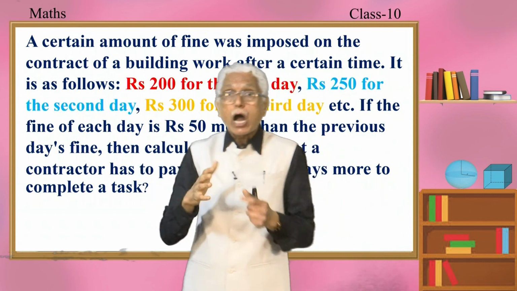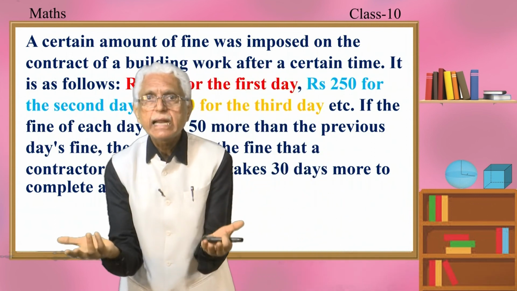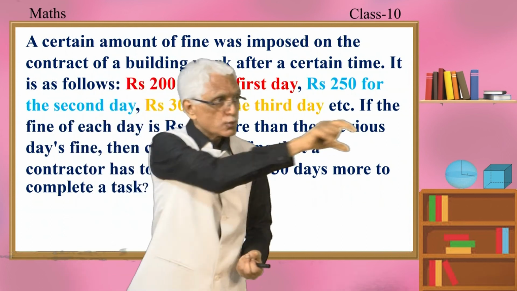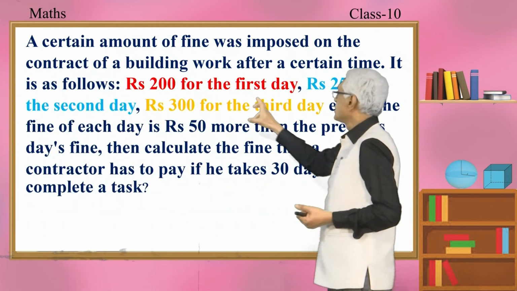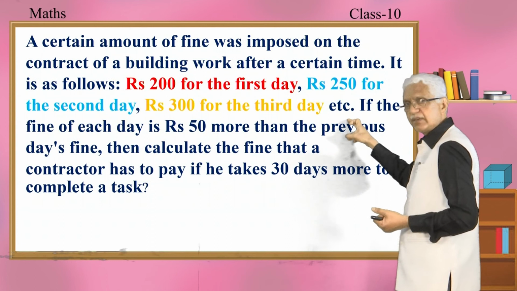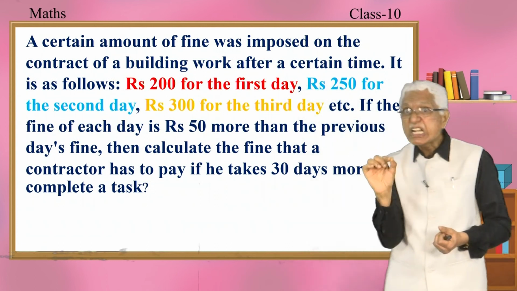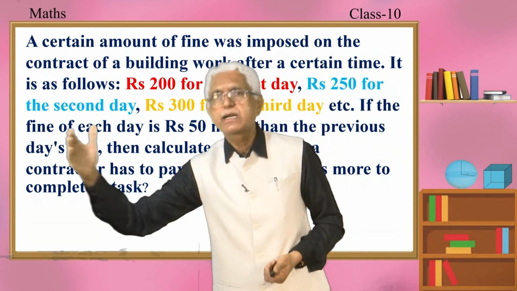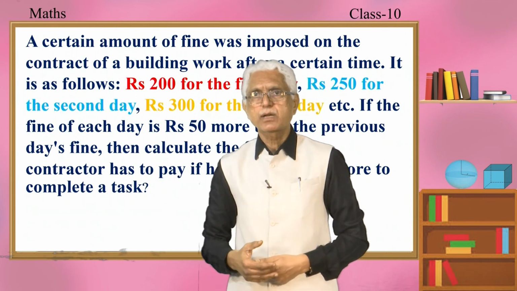Each day, how many times am I giving the fine? The delay is for 30 days. So, 30 times I have to pay the fine. So, the number of terms is 30. So, 200, 250, 300, 350, 400, 450, and so on, 30 terms. And what is 200, 250, 300, 350? It is an arithmetic progression. Find the sum of the terms of that arithmetic progression.